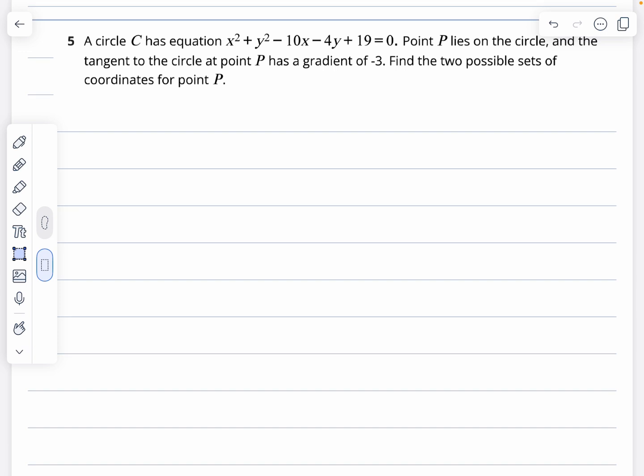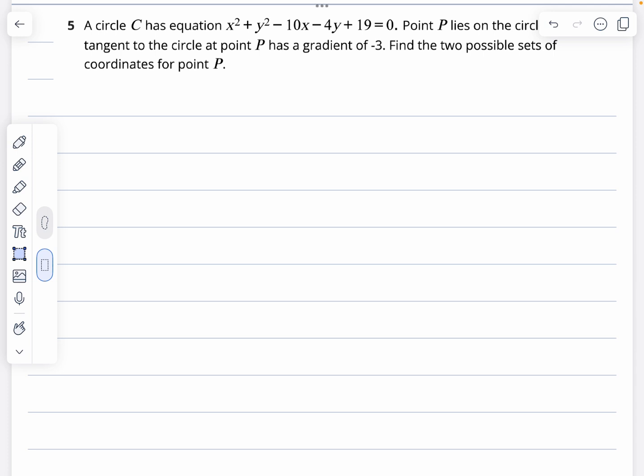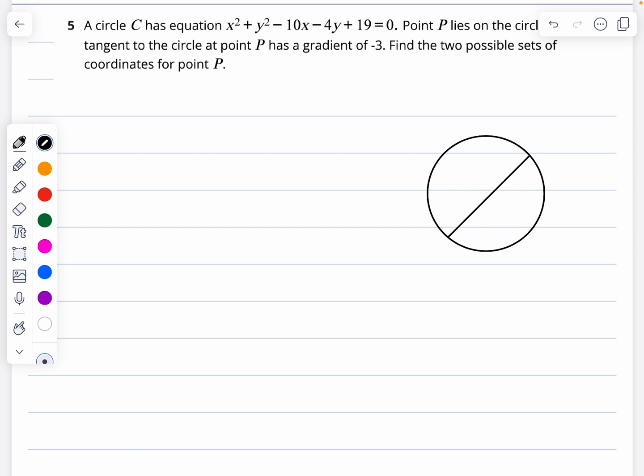So carefully understand the question. What is it telling us? The tangent at P to the circle has a gradient -3. Find the two sets of coordinates of P. So there is a circle. At one point, at point P1, the gradient of the tangent is -3. There is another tangent with the same gradient, which means it should be parallel. So this is P2. The tangents at P1 and P2 should be parallel to each other.